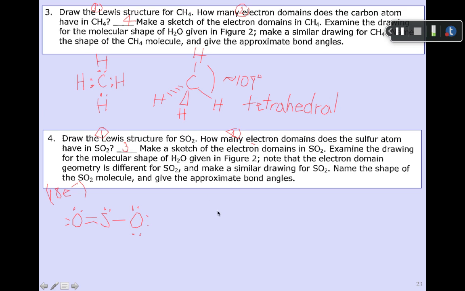electron domains. The electron domains this time are going to be drawn differently. 3 electron domains are always going to have a trigonal geometry with 120-degree angles. And in this particular case, we have 2 oxygens on 2 of the bonding domains. And the third domain is just a lone pair.